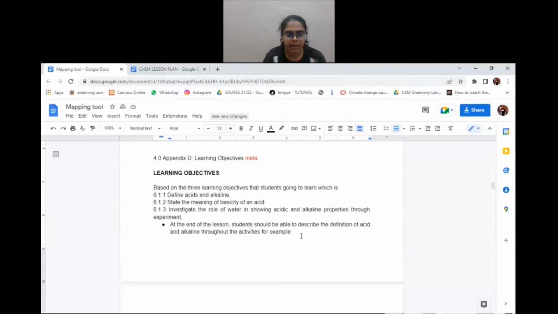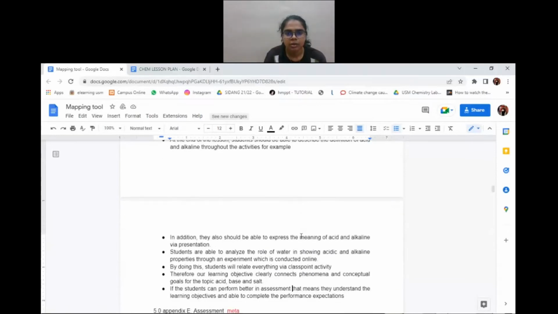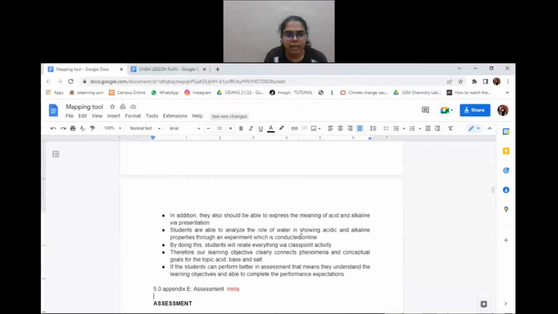So at the end of the lesson, students should be able to describe the definition of acid and alkaline throughout the activities. In addition, they should be able to express the meaning of acid and alkaline and analyze the role of water in showing acid and alkaline. By doing this, students will relate everything via the class point activity. Therefore, our learning objective clearly connects the phenomena and conceptual goal for the topic acid, base and salt.